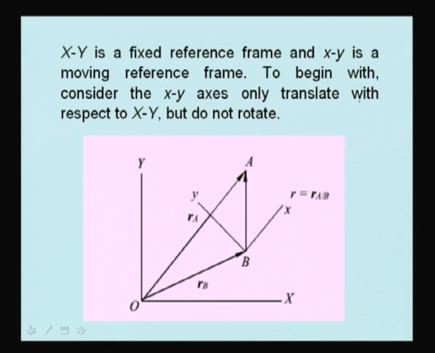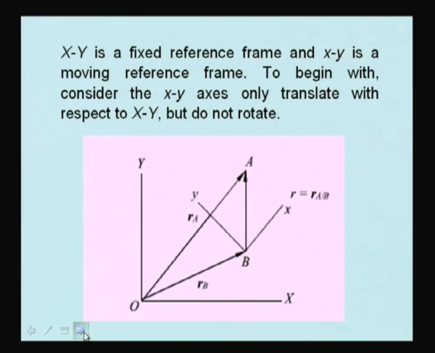We have already mentioned that capital X Y is a fixed reference frame and small x y is a moving reference frame. To begin with, we consider that small x y axes only translate with respect to capital X Y, but they do not rotate. Like in the previous examples, one car is translating with respect to the other car, but it is not rotating because they are moving in a straight line path.